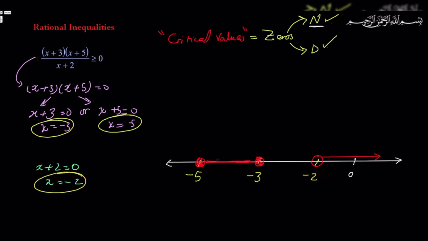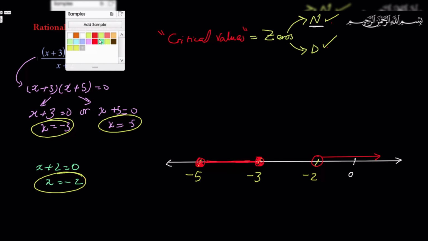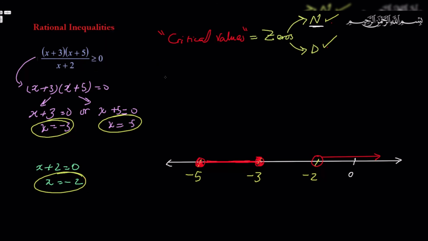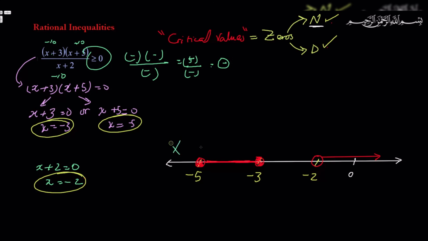All right. Now you can probably guess that's not going to work. You can try any number. You can try negative 100. I'm just going to try negative 10. If you put negative 10 everywhere, okay, so negative 10, that's going to be a negative number. That's going to be a negative number. And that's going to be a negative number, right? So that's going to be negative times negative, positive, and the denominator is negative. So the whole thing is going to be negative. And we have a greater than sign, so it's not going to work. So this side is not going to work.